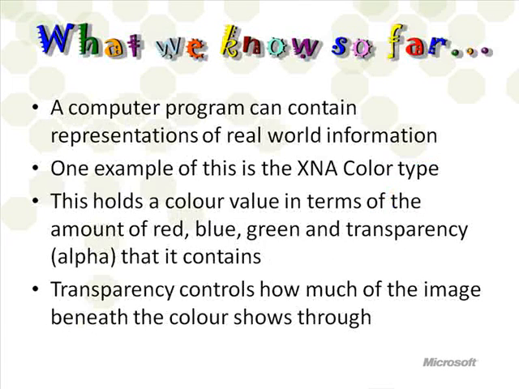Okay, so we know a program can contain real world information, and one of those things is the color type. This holds the color in terms of the amount of red, blue, green and transparency that the color's got, and transparency controls how much of the image underneath shows through, which is nice.